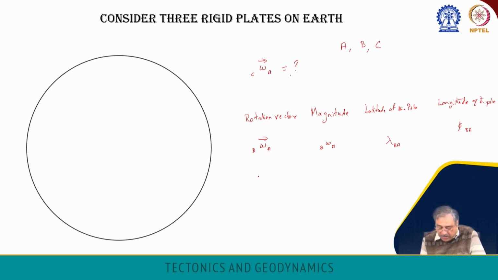Similarly, if we have the relative velocity of B with respect to C, this is the vector, and its magnitude we can just say is omega B with respect to C, so omega BC. The latitude of this pole would be lambda CB, and the longitude, pardon me, we write as phi CB. Okay, so this is what is given.